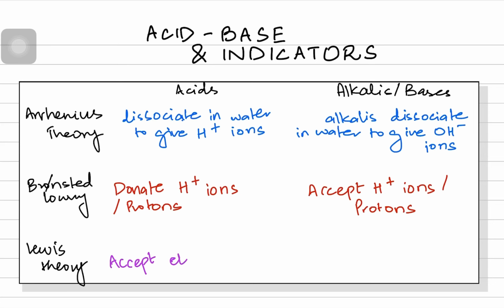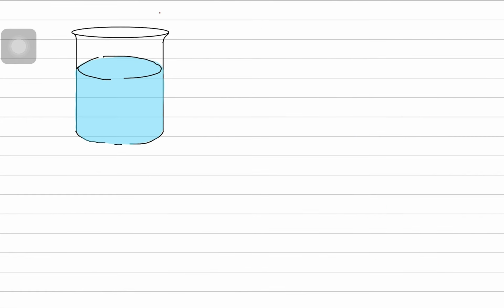Lewis' theory is the most encompassing theory. It said acids are any substances which accept an electron pair, and bases are something which donate an electron pair. In your syllabus, the most relevant is going to be the Bronsted-Lowry theory.